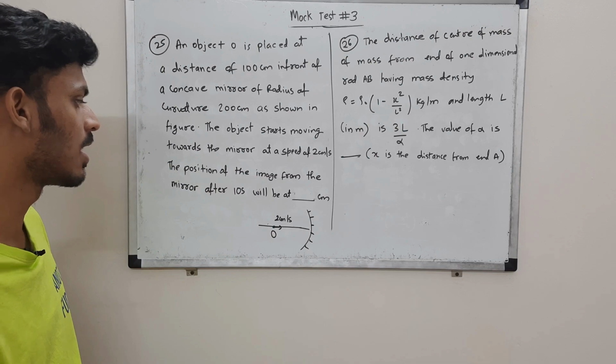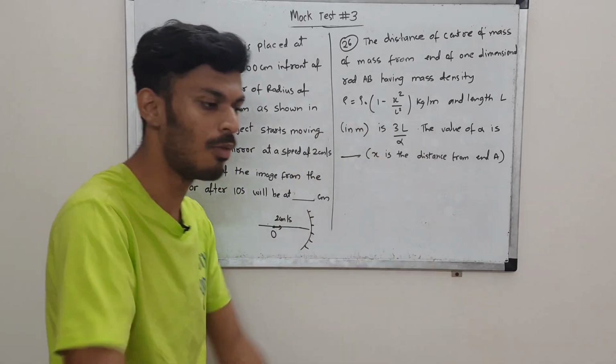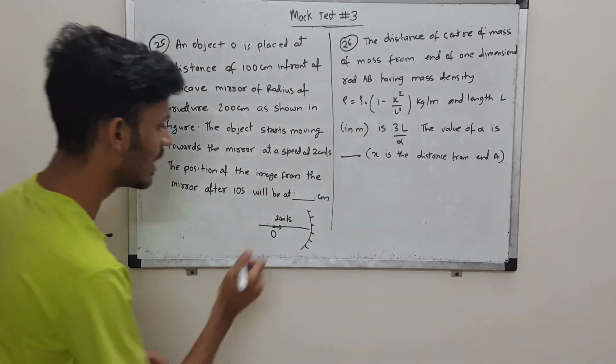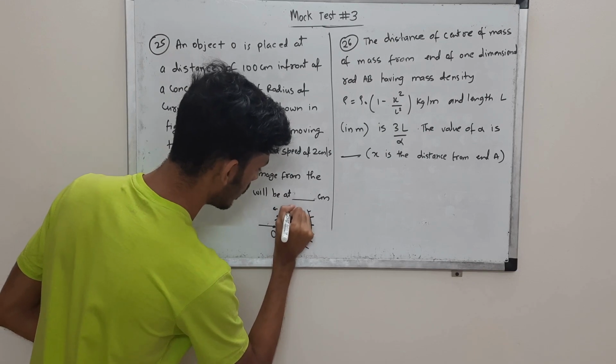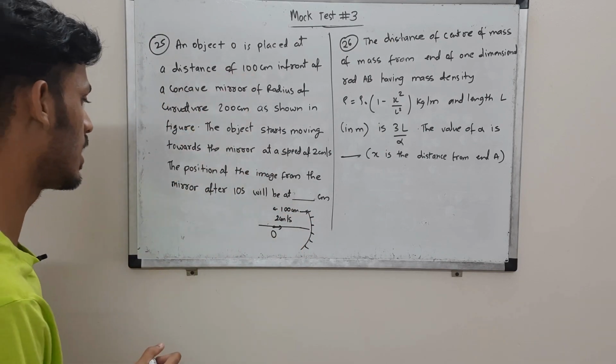So after 10 seconds this object will have traveled some distance, and you are supposed to find where the corresponding image of that object will be. Basically, initially it is at a distance of 100 centimeters. We are told that, right? It is at 100 centimeters.